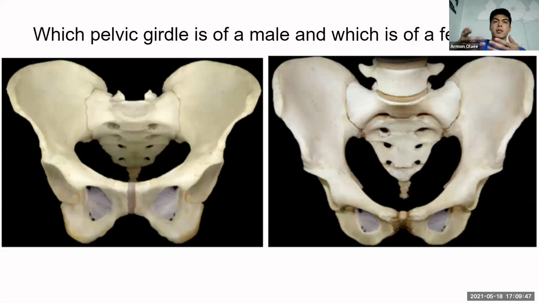Now looking at this image, and I'm sure you guys probably have or will get a question like this. Can anyone identify which is the pelvic girdle of a male and which one is of a female? You can just say left is whatever and right is whichever.